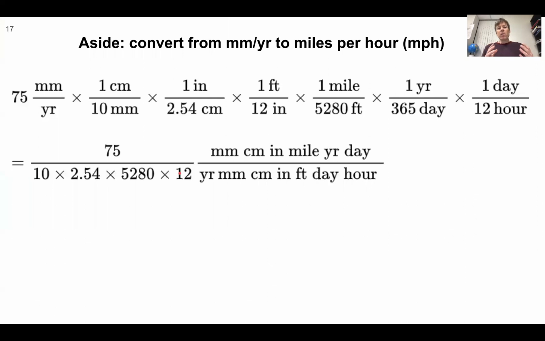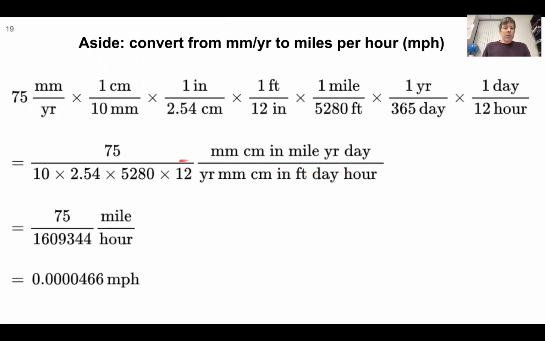These are all products, so we can separate the units from the numbers and multiply top and bottom. We have the units of millimeters, centimeters, inches. Here are all the units on the top. And then we can cancel, as intended. We should be canceling all these units down until we have miles per hour. And then on the left, we have the number, a very large number on the bottom, 75 on the top.